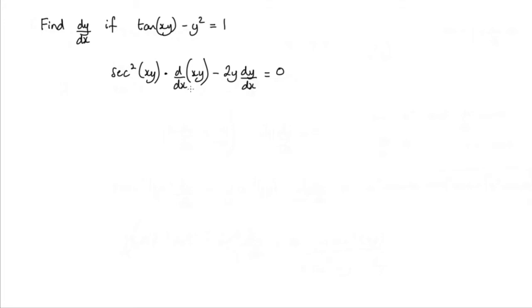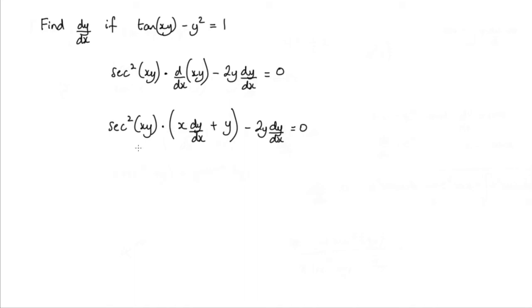Now let's take care of this differential here. So we're applying the product rule. And with the product rule, we write down the first term and differentiate the second, and then write down the second and differentiate the first. So we have sec squared xy, and that's multiplied by the following. Write down the first term, which is x, and differentiate the second term, which would be dy by dx. Plus, write down the second term, which is y, differentiating the first would be 1. Then we've got minus 2y dy by dx.